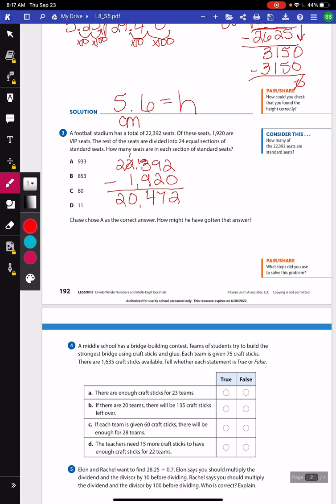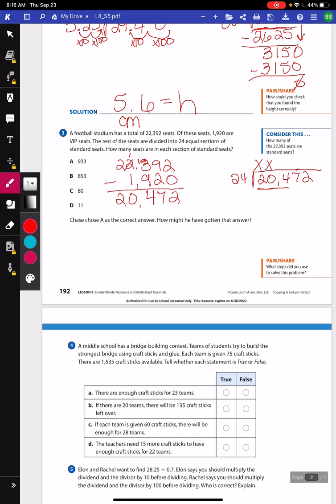divided into 24 equal sections. So I've got to divide that 20,472 by 24 sections to figure out how many seats are in each section. So can 2 answer the door? No. Can 20 answer the door? No. Can 204 answer the door? Yes. 24 can go into 204 how many times?